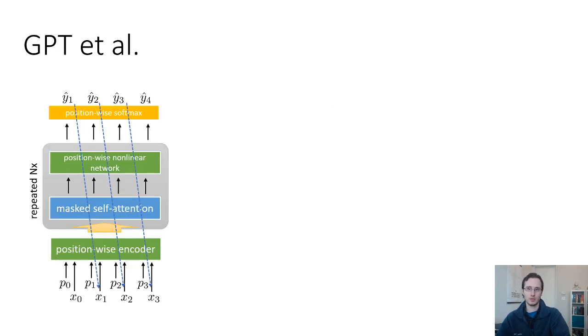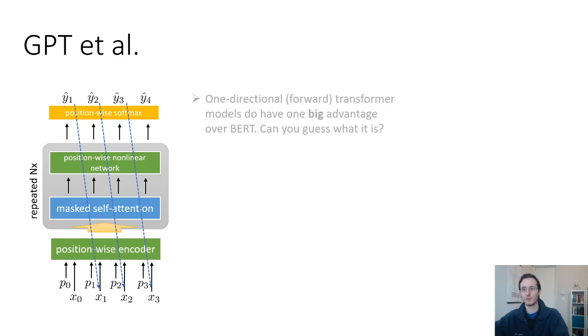Okay, now, just as an aside, I do want to mention that people have successfully used the more forward type of transformer model. So this is basically like the decoder, one-direction forward transformer models. They can serve as good language models. They can serve to get good features, although not as good as BERT. But they do have one big advantage. Can you guess what that advantage is?